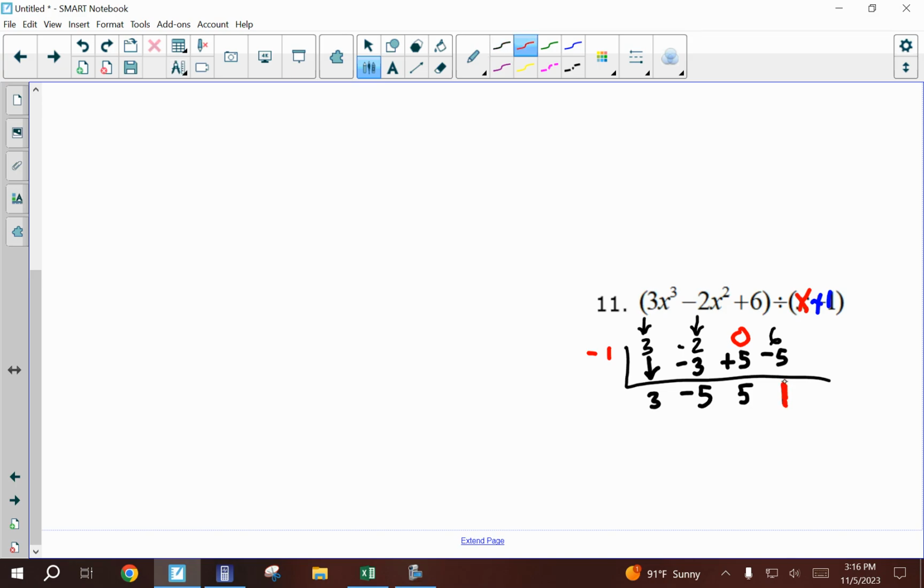That's my remainder. So I need to turn this into a problem with letters again. The highest exponent in the question was x to the third, so I'm just going to drop that down by 1. So this is going to become 3x squared minus 5x plus 5. And then that red 1, that's my remainder, so I'm going to put plus a fraction, and we're going to stick the 1 on top. And then on the bottom, you're always going to stick what you're dividing by. So we're dividing by x plus 1. And then that's our final answer.